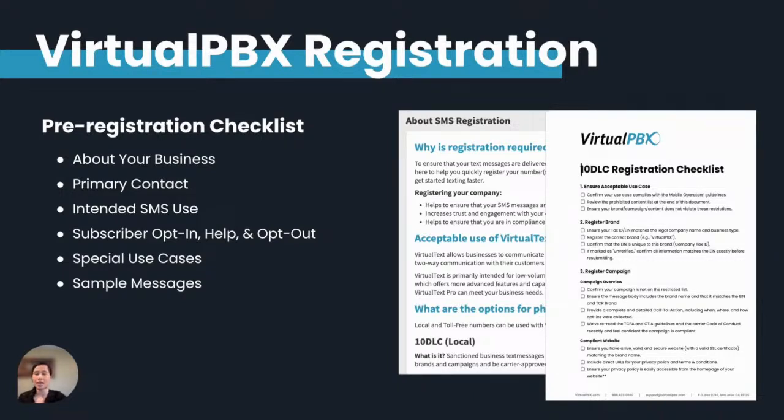So things like what type of business it is, whether it's a solo entrepreneur or a private company, in which case we'll need your EIN and your SS4 certificate, which is the tax documentation that the IRS gives you when you register your business. Your primary contact detail.